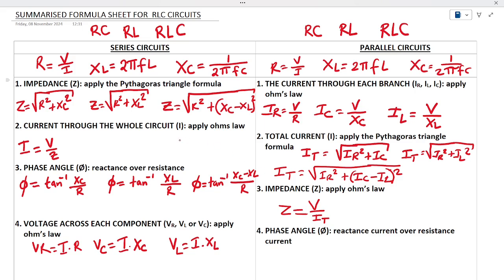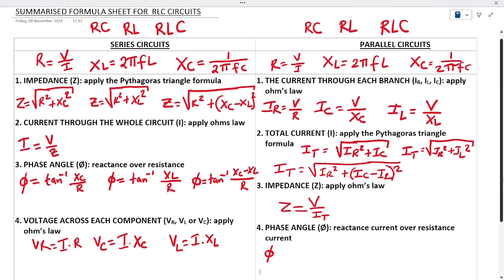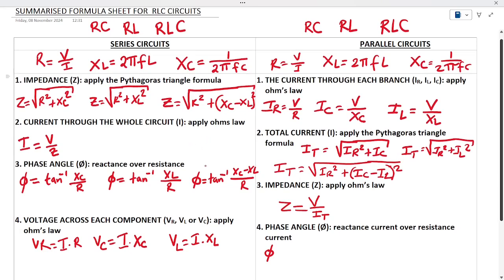Now, how do you calculate the current in series? Simple Ohm's law, V over impedance. How do you calculate the total current in parallel? You apply the Pythagoras formula. You can see that series and parallel are opposing each other when it comes to calculating the current and the impedance. Now, the phase angle for an RC circuit.